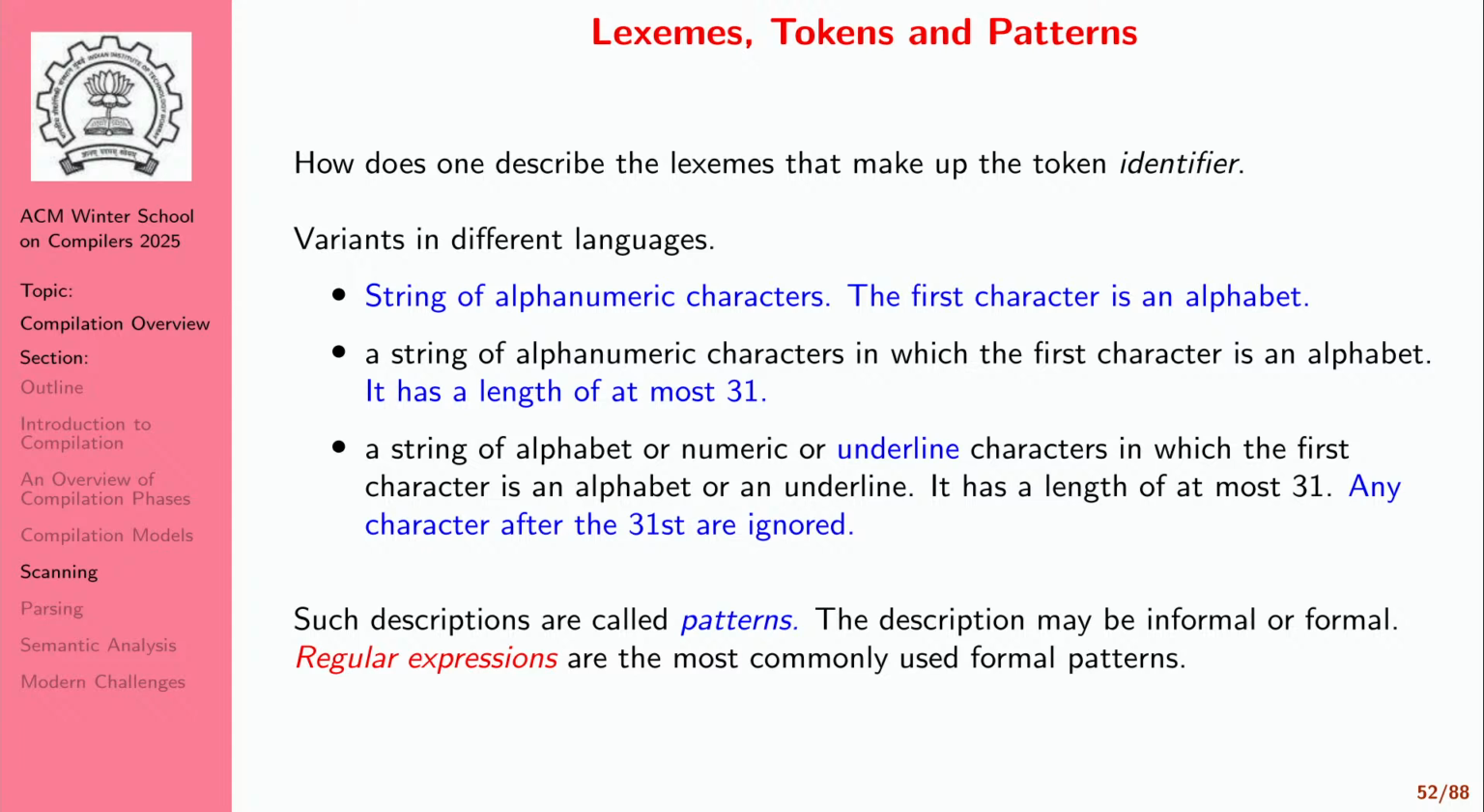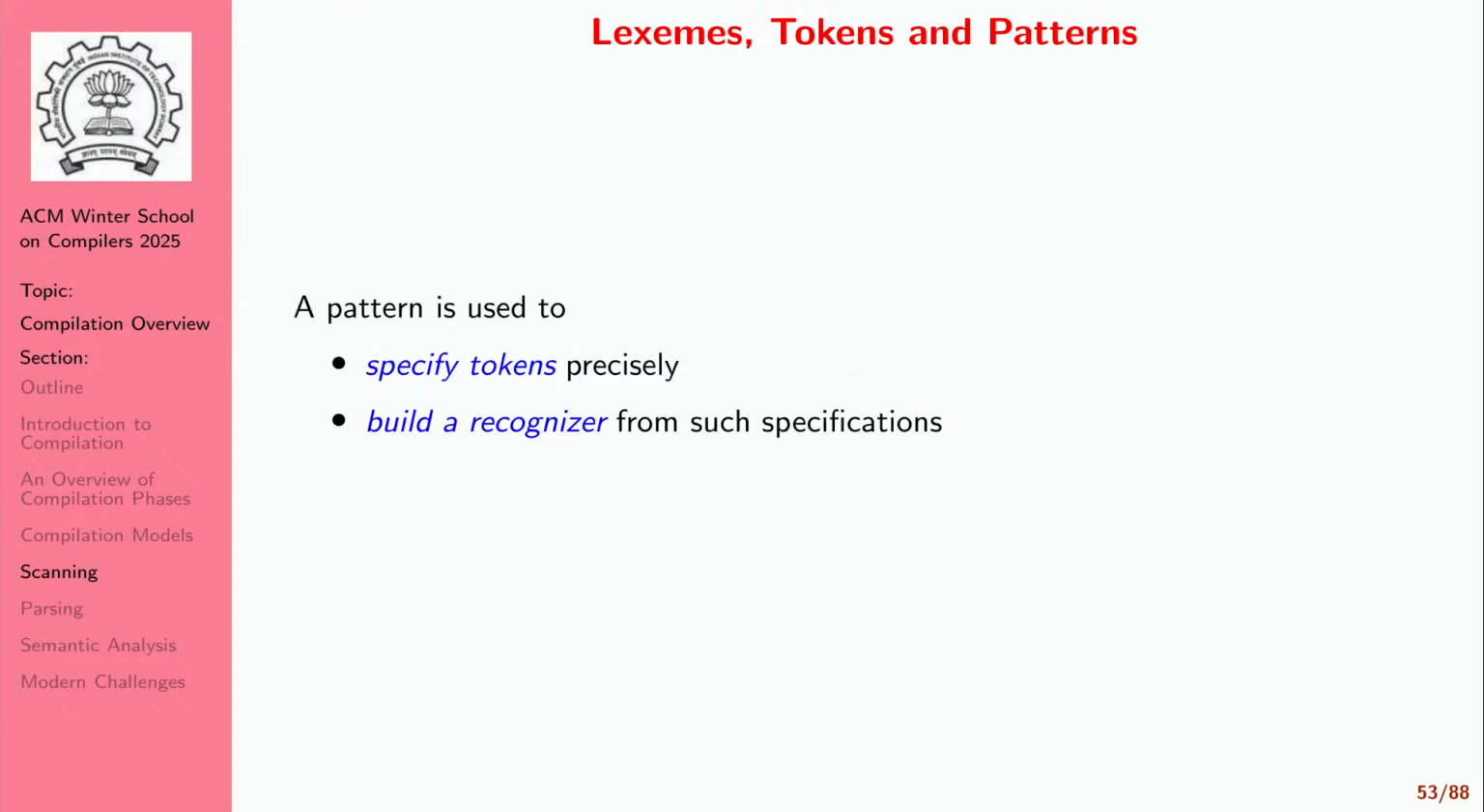Regular expressions would describe different tokens. A pattern is used to specify tokens precisely, and we build a recognizer from these specifications. So we have this scanner generator called Lex, to which the input is a sequence of regular expressions followed by the actions to be carried out for each regular expression, and Lex will generate C code which is actually a scanner.